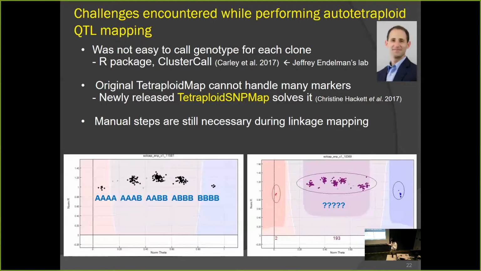So before that, I could not find a significant QTL peak. But once I started to use TetraploidSNPMap, the version released in 2017, I could find significant QTL peaks related to R2 resistance. And finally, there are still manual steps during linkage mapping. As I mentioned before, compared to general diploid QTL mapping, autotetraploid QTL mapping takes more time.